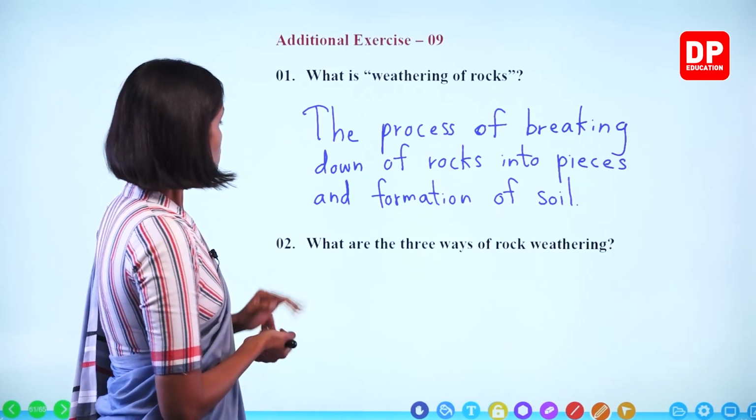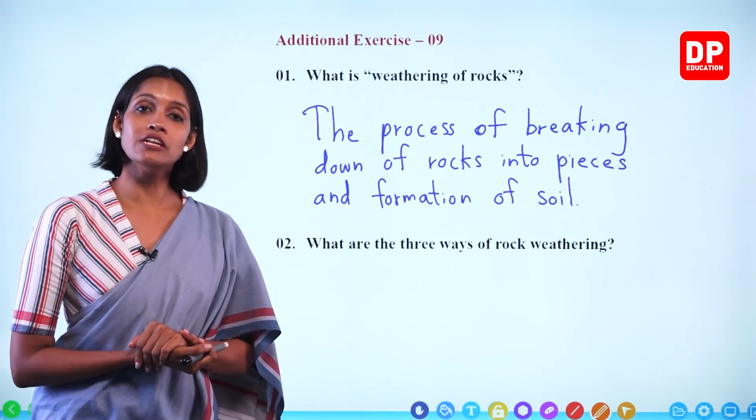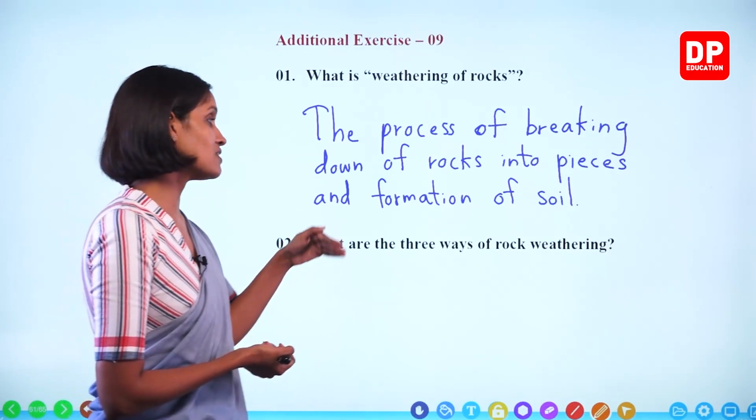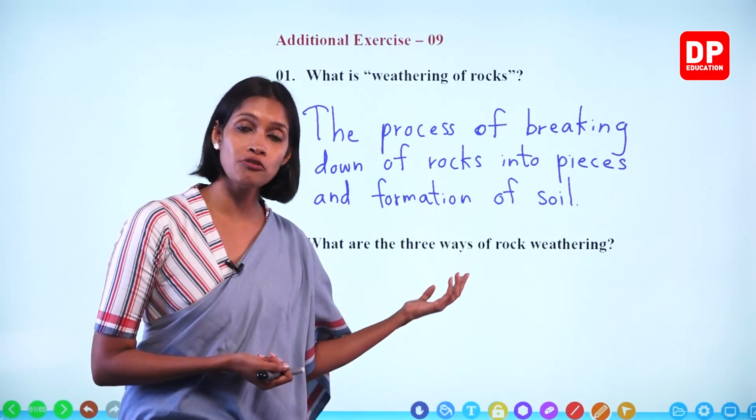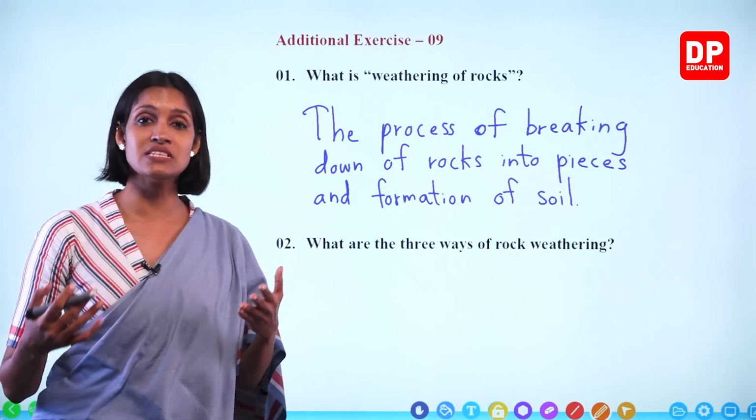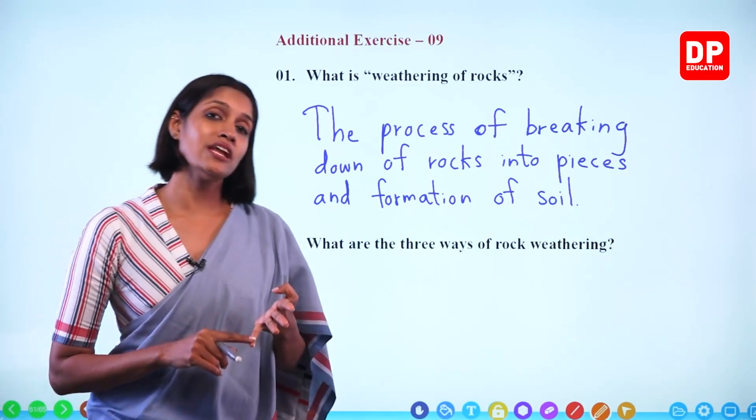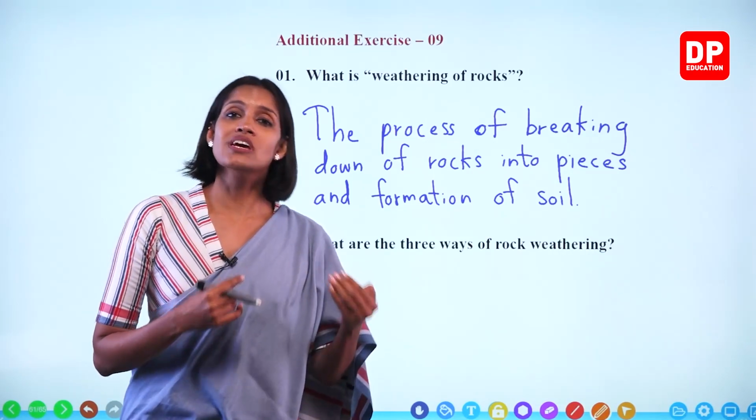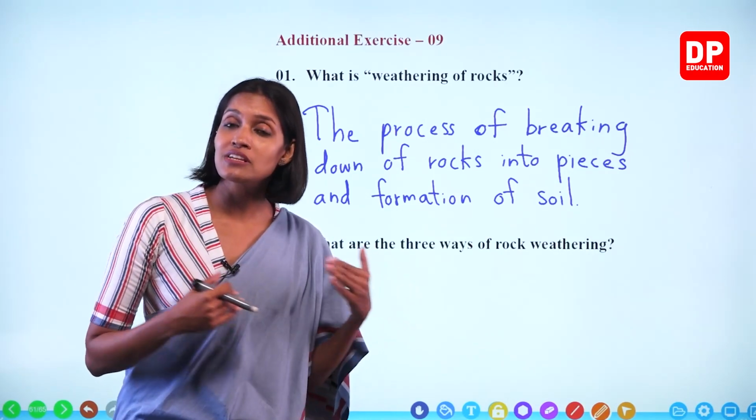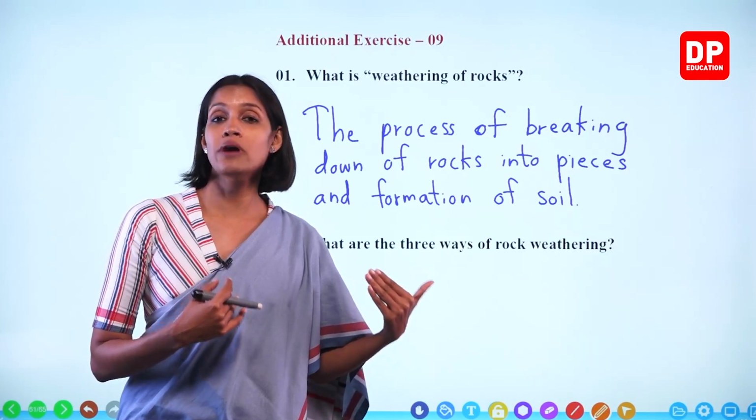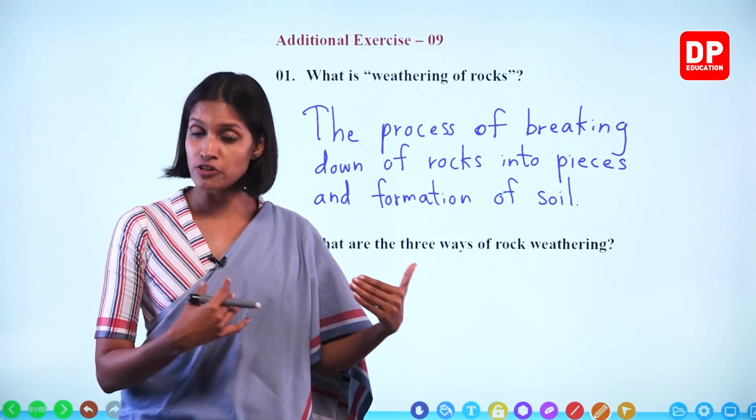Okay? What are the 3 ways of rock weathering? There are 3 ways we learned that rock weathering can take place. So breaking down of rocks can take place due to 3 reasons. What are they? Physical factors. This is known as mechanical weathering too. And due to chemical factors, which is known as chemical weathering. And finally, due to biological or living beings, biological factors.